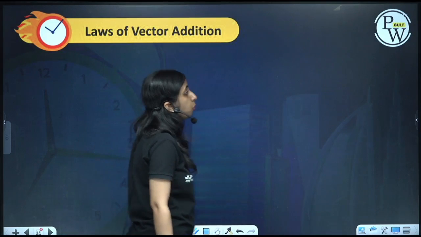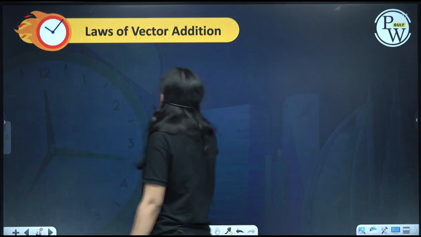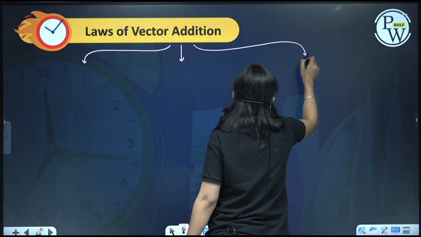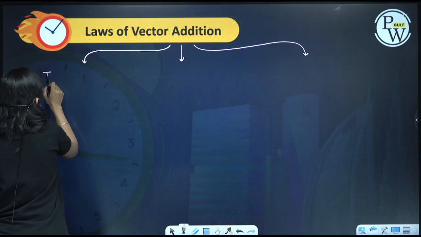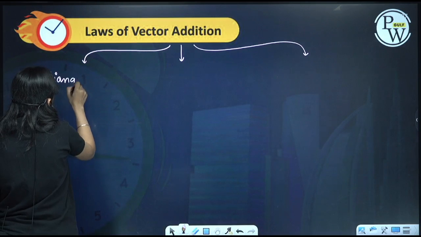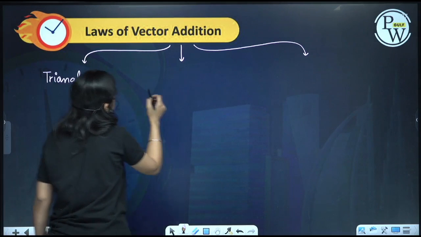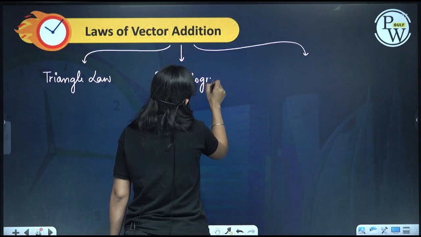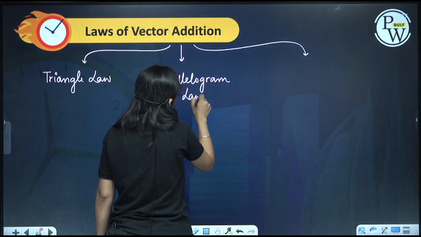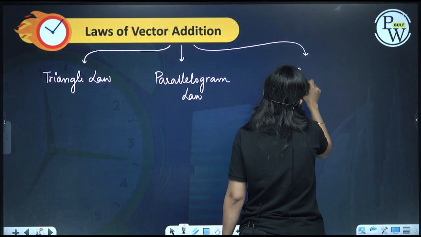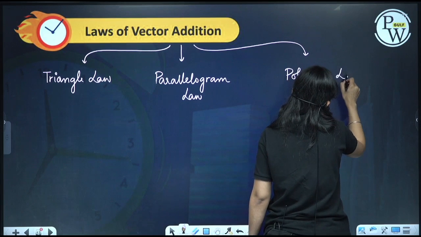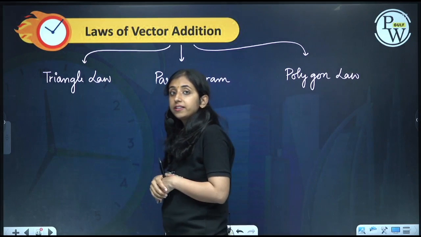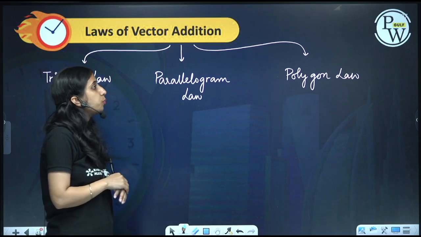Now let's come to vector addition. We know that there are three laws of vector addition. First is the triangle law of vector addition. Next we have the parallelogram law of vector addition. And lastly we have the polygon law of vector addition. So we have three laws of vector addition.